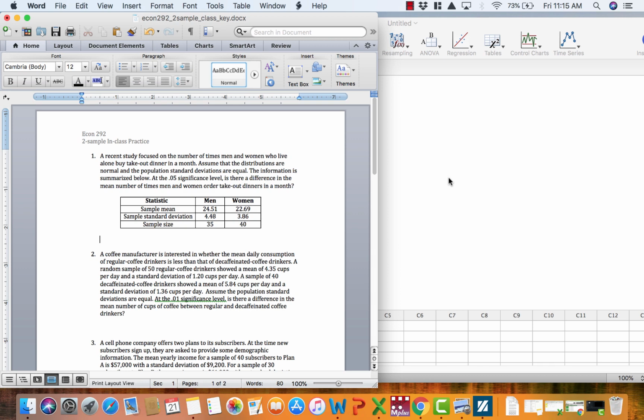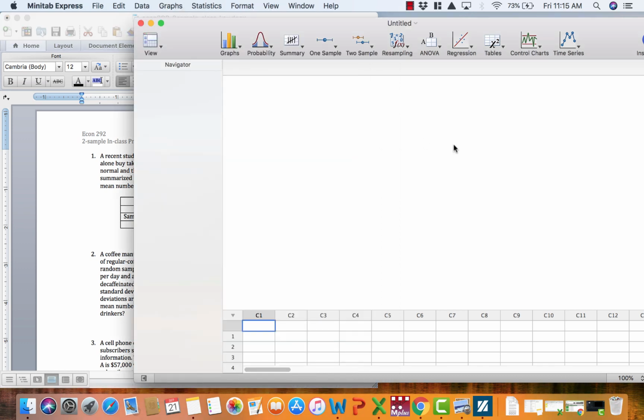And then when you get to the homework, it's going to be all mixed up, just like the test will be, but hopefully by going through these separately, you're able to pick out the independent samples versus the dependent samples on the homework and quiz and such. All right, so let's get going on two-sample hypothesis testing with independent samples. You're going to want to open the two-sample in-class practice file, as well as a blank Minitab spreadsheet.